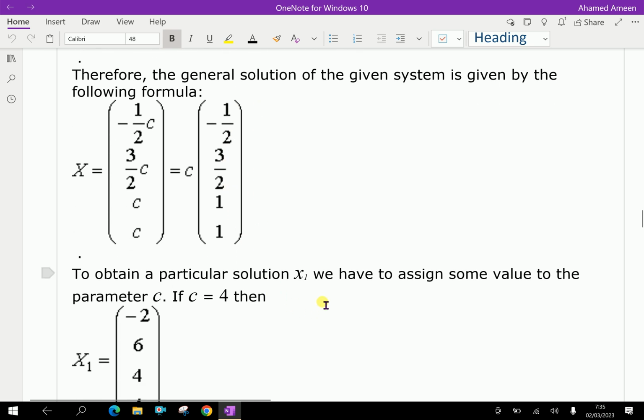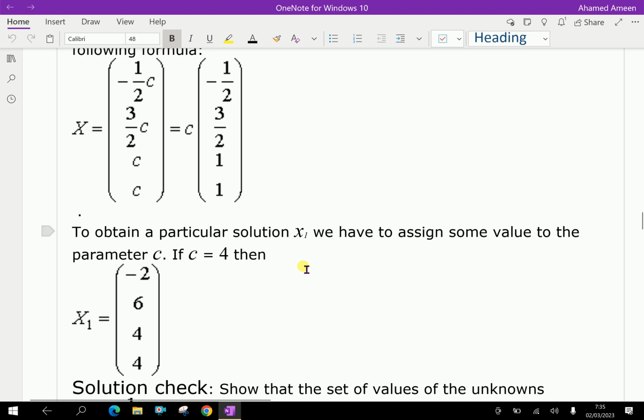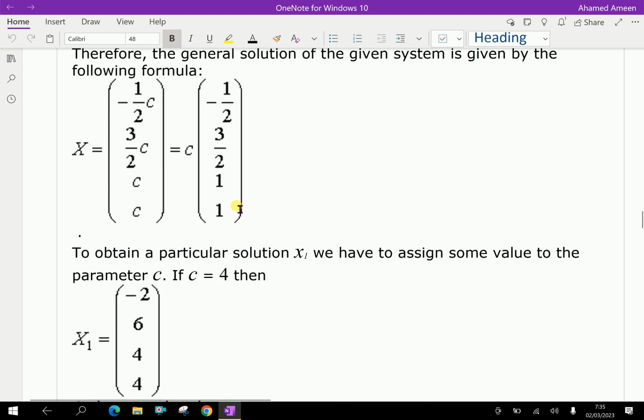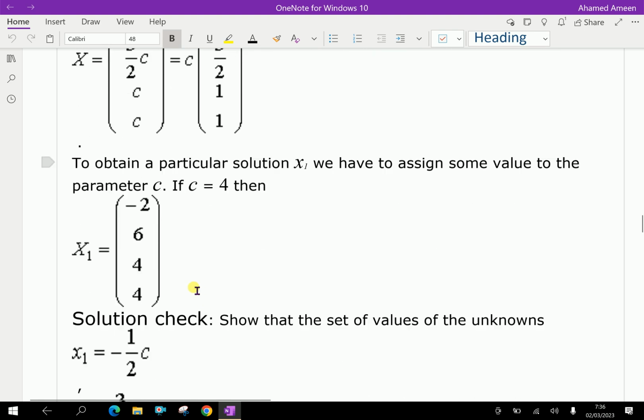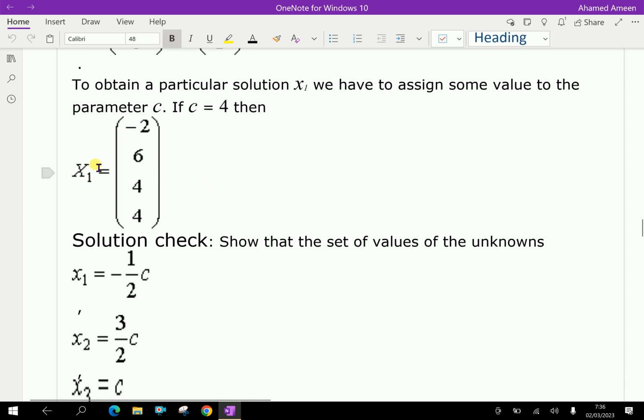To obtain a particular solution, we have to assign some value to the parameter c. Suppose the value of c is 4. Then minus half of 4 is minus 2, 3 by 2 into 4 is 6, 1 into 4 is 4, and 1 into 4 is 4. So for c equal to 4 we have this solution. If we give c another value, the solution will change. Therefore the solution is minus 2, 6, 4 and 4.